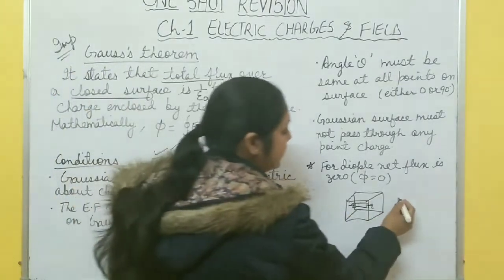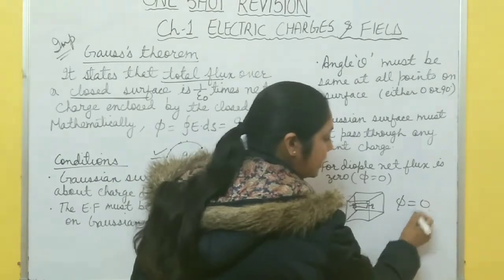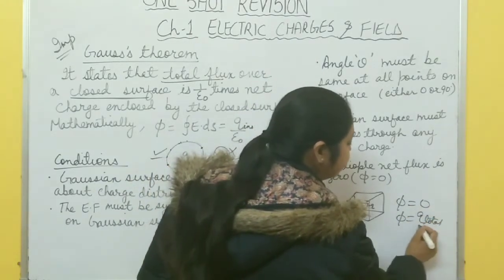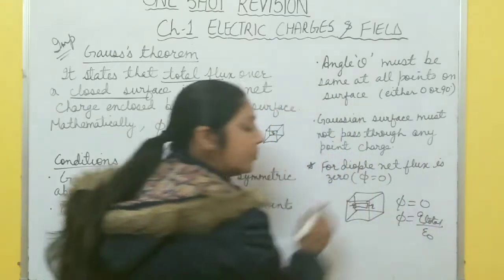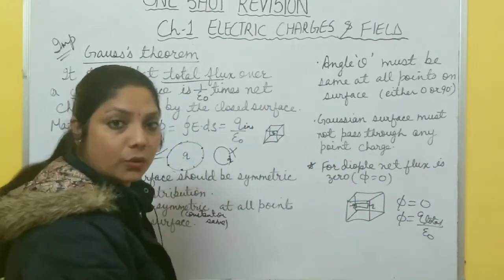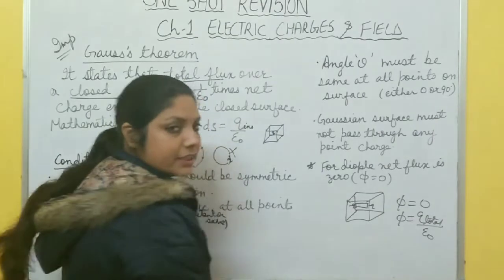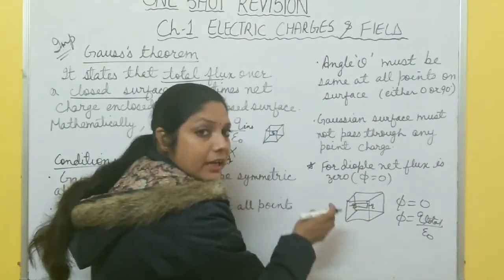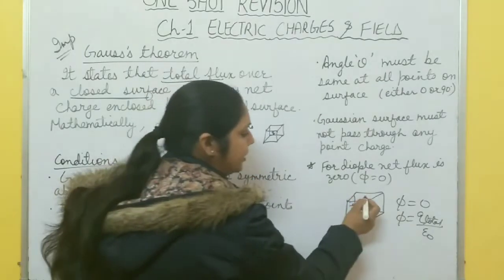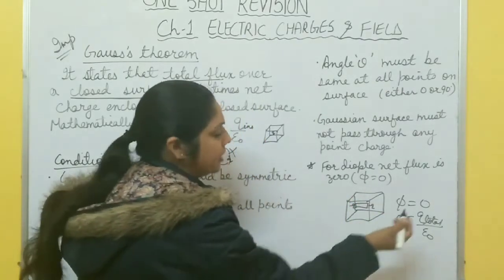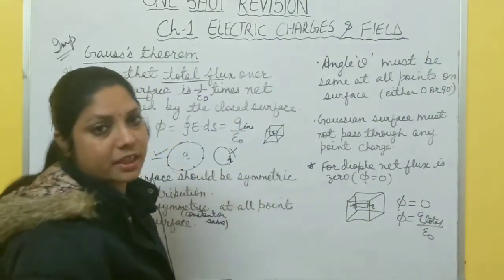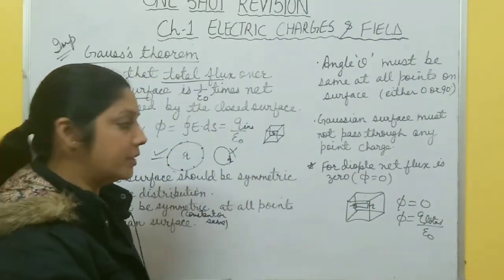So net flux is also 0, because flux is q inside, or you can say q total, by epsilon naught. If total charge is 0 inside the closed surface, it means flux is 0. It does not matter where the charge lies inside the closed surface, at any positions q1, q2, q3, total charge is q1 plus q2 plus q3. But in case of a dipole, total charge is 0, so flux is also 0.